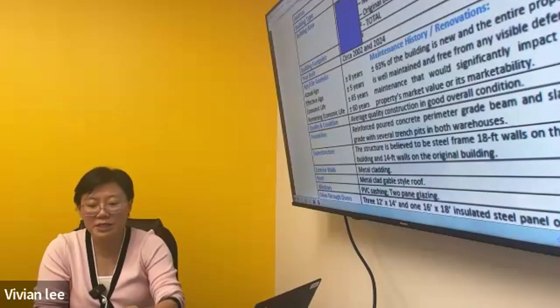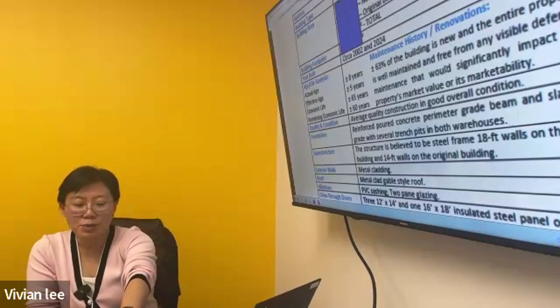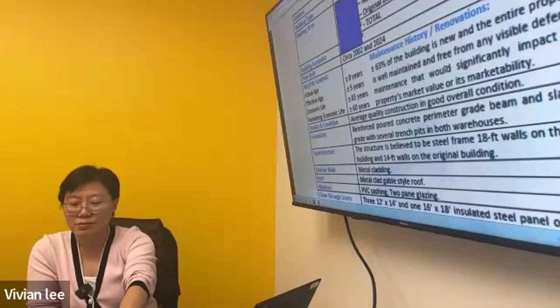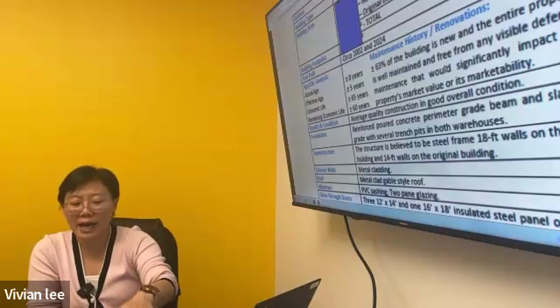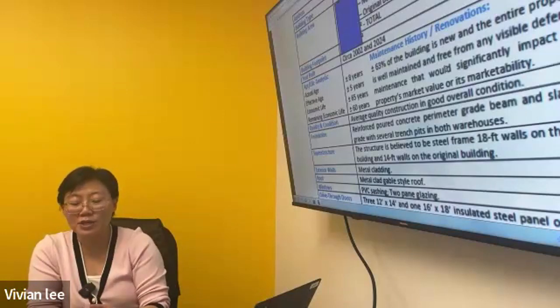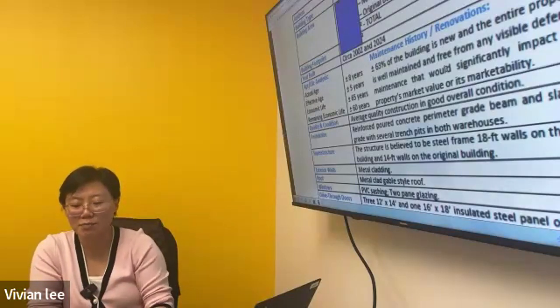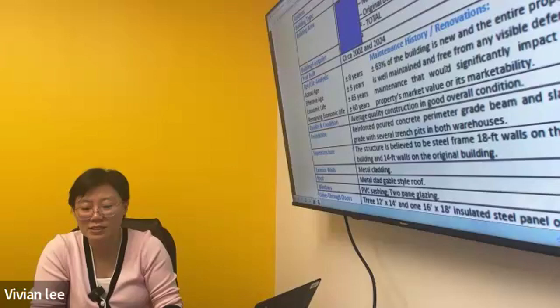Yeah, so the building is supposed to last for 65 years. But the actual age is about 8. So if you do the math, it should have been 57, right? Or something like that. But because of the good maintenance they put in, the building's remaining economic life is 60.